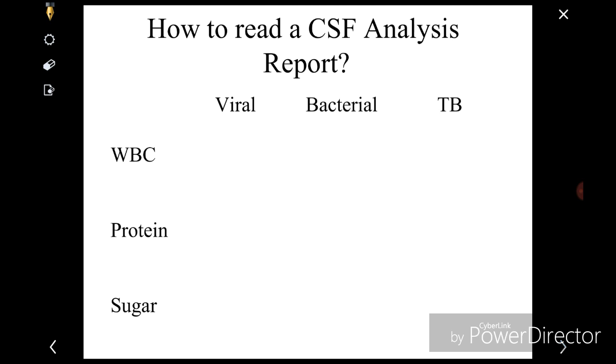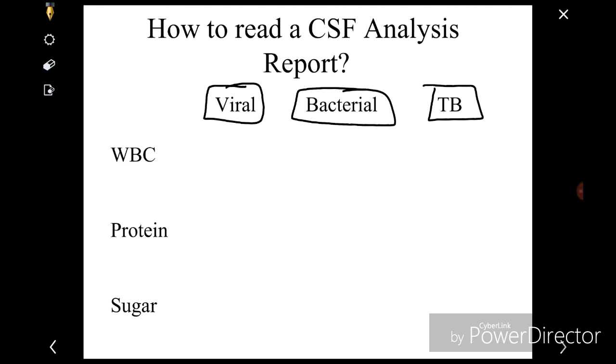So let's go to how to read a CSF analysis report. We have three major organisms which cause meningitis and we can catch them in a CSF analysis report: viral, bacterial and TB. These three will have unique differences when it comes to our parameters, the WBC, the protein and the sugar.